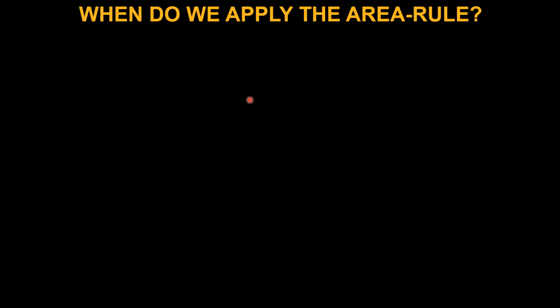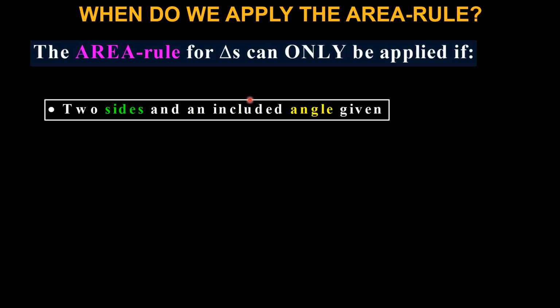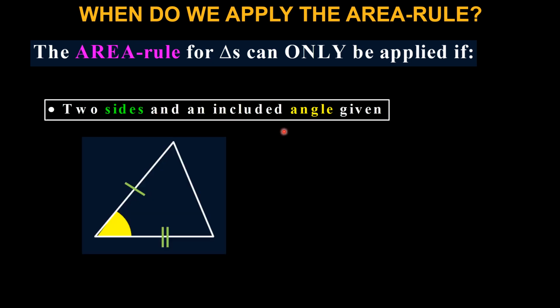Now the area rule can only be applied if I have two sides and it must be an included angle. Let's just look at that. You can see there's the two sides, there's a side and another side. The angle must be included. I can't have that angle here, so it must be an included angle. So the area rule will only apply to the side, angle, side case there.